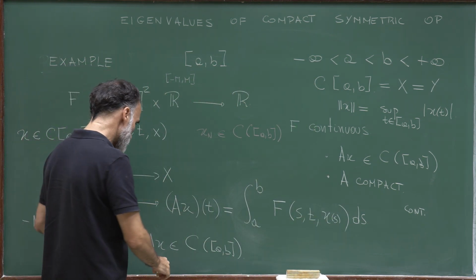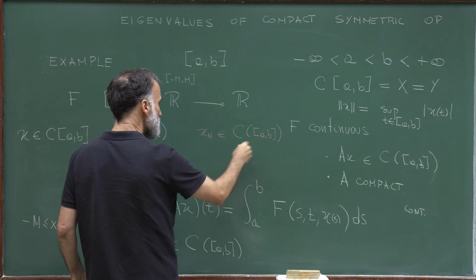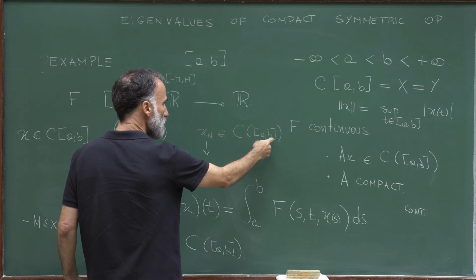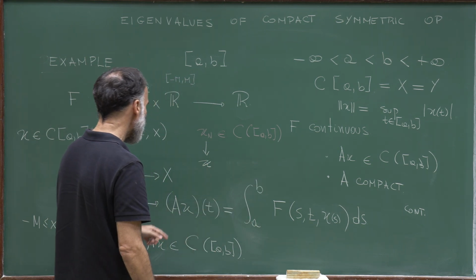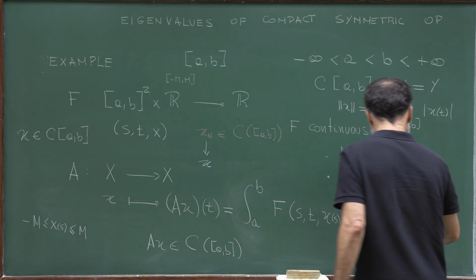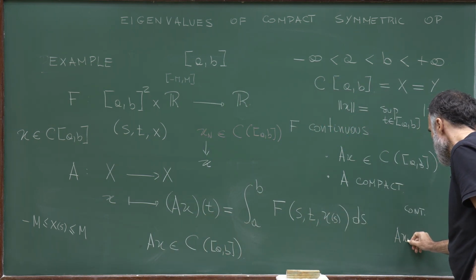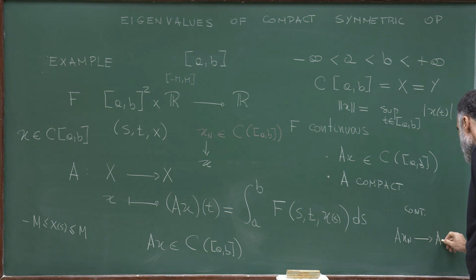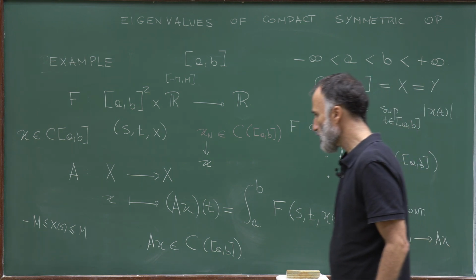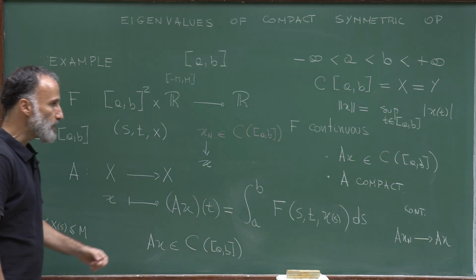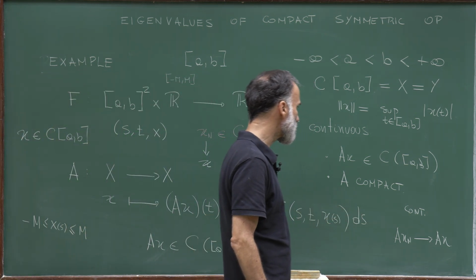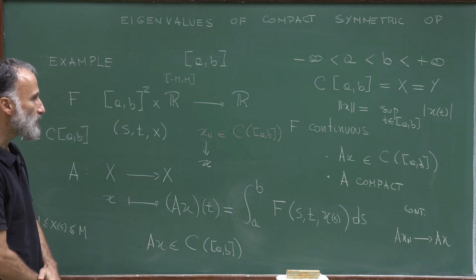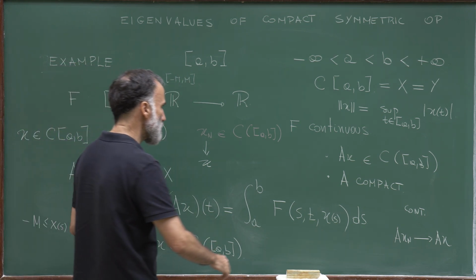What I claim is that if you consider a sequence xn in, say, the space of continuous functions defined in the interval [a,b], which is converging to x in the sup norm, then A xn converges to A of x in the sup norm. I leave it to you to check that this is indeed the case, so that the operator A is indeed continuous. And now I claim that the second property of compact operators is satisfied.